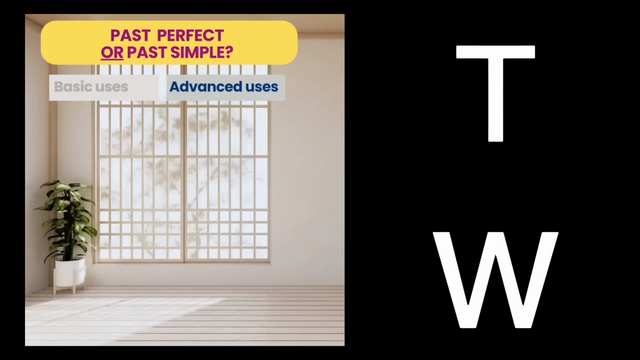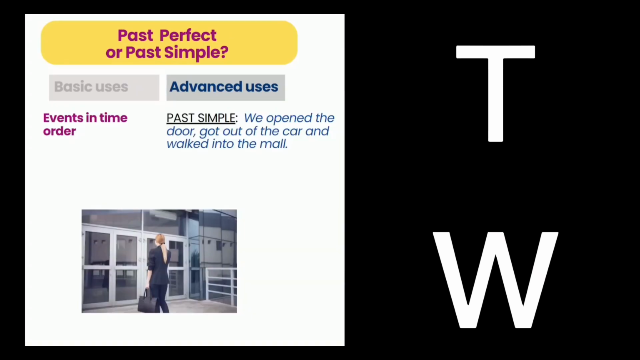But sometimes we have to decide whether we're using the past perfect or the past simple. Here's a way to decide. If the events are in time order, we'll usually use the past simple. Look at the lady here. We opened the door, got out of the car, and walked into the mall. That's what she's about to do. So that's the normal way that we use the past simple when events are in time order.